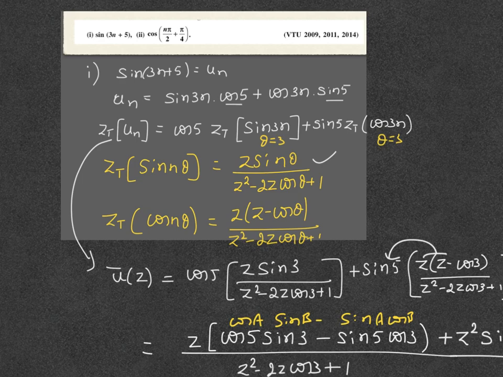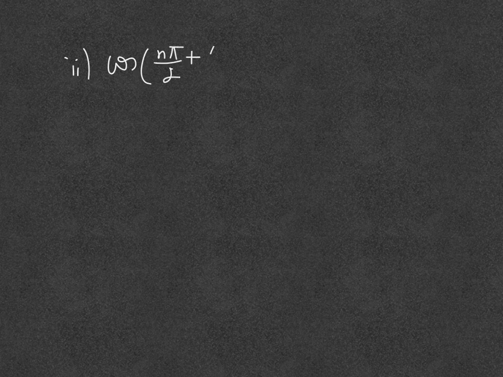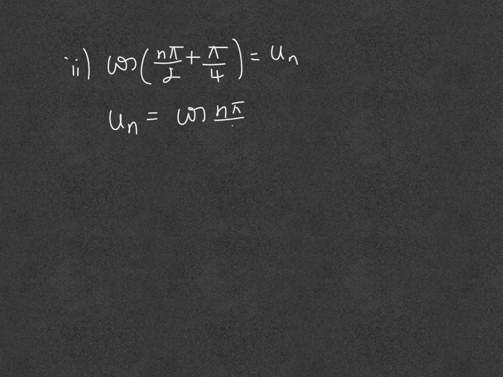The second one is cos(n pi by 2 plus pi by 4). Second problem: cos(n pi by 2 plus pi by 4), it is u n. So we simplify this cos(a plus b). u n can be simplified as cos a cos b, cos n pi by 2 cos pi by 4, minus sin n pi by 2 sin pi by 4.